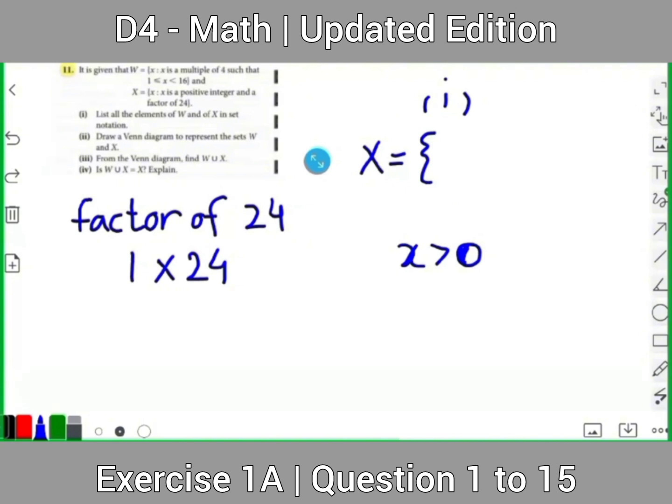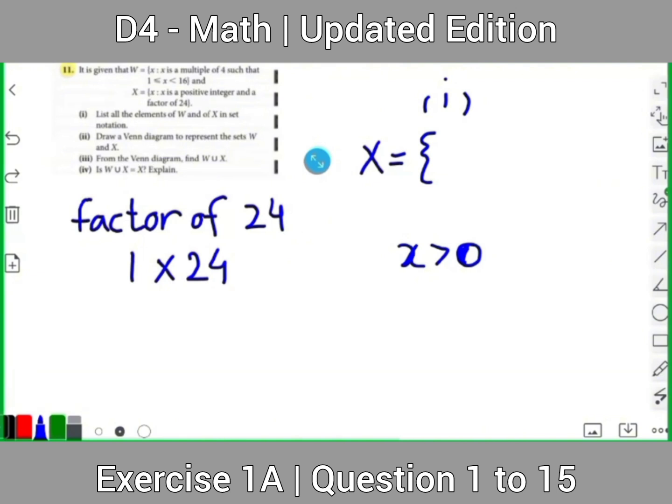Now in the question, X is given in set builder notation: the set X is equal to x such that x is a positive integer and a factor of 24. So we have to find the factors of 24 according to our given condition, and x should be greater than 0, or in other words, a positive integer. Okay, so what is a factor? A factor means all the possible products of two numbers. So we have to find the two numbers which give us 24.